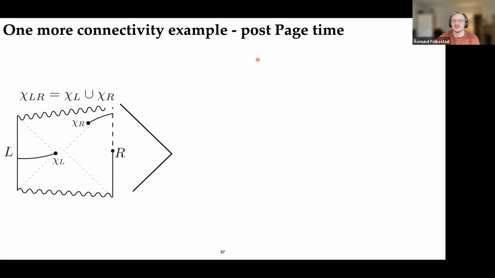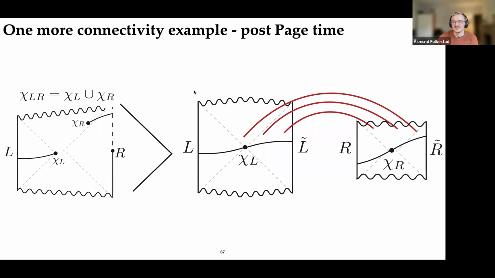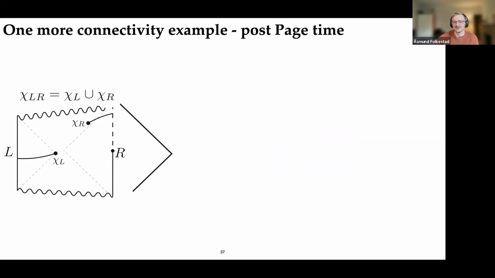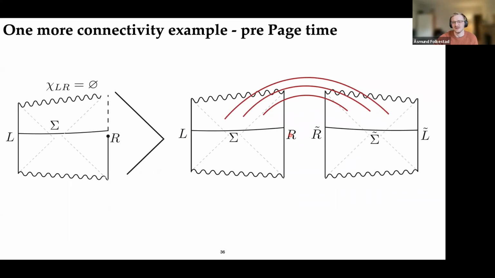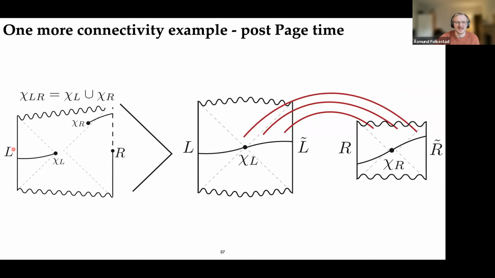We can do the post-Page time. Now we have a non-trivial QES, which is the union of chi-L and chi-R for the union of L and R on the boundary. And now we get this. So this time, instead of earlier, where we had L connect to R tilde connect to L tilde, now we get that L connects to its CPT conjugate L tilde, and R connects to R tilde.